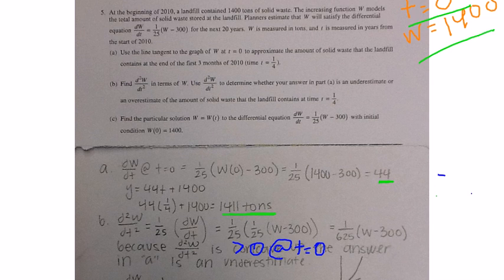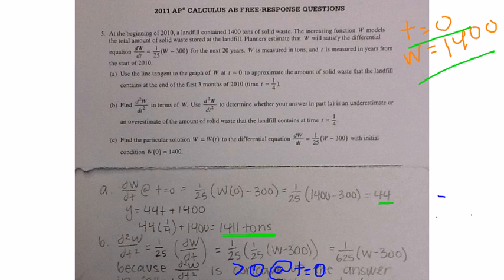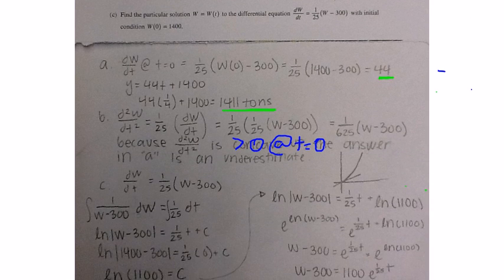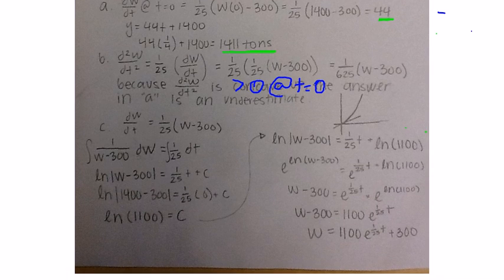So next is C. C says find the particular solution W equals W(t) to the differential equation dW/dt equals 1/25 (W minus 300) with the initial condition W(0) equals 1,400. So in C, again, this is fancy language for a relatively simple idea, which is just saying they want you to find W of t. And for that, that's classic separation of variables, and that's very algebraic. So first you separate the variables.